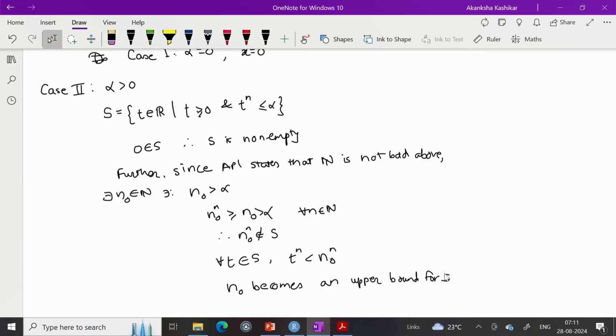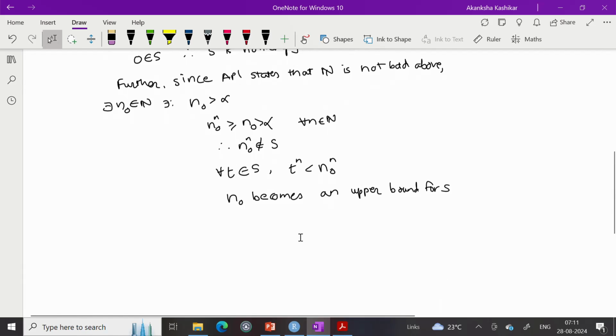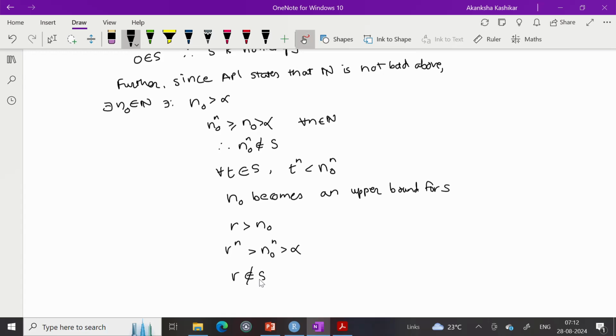Correct? Because if I take any number larger than n naught, so if I take say r larger than n naught, then r raised to n will be larger than n naught raised to n, which is already less than alpha. So r cannot belong to S. So any number larger than n naught cannot belong to S. Hence, n naught becomes an upper bound for S.